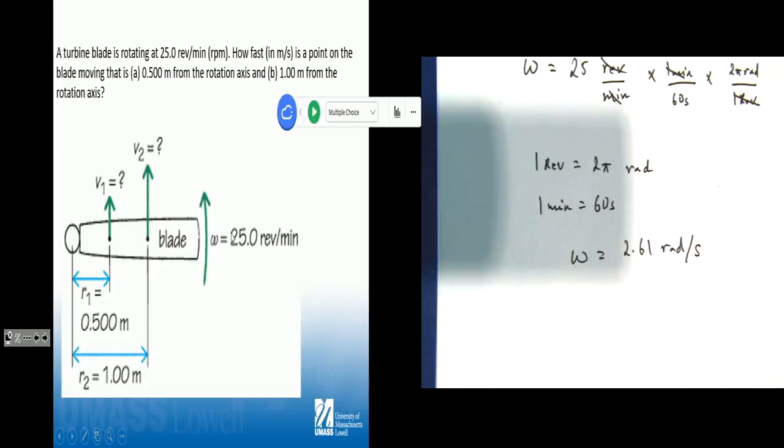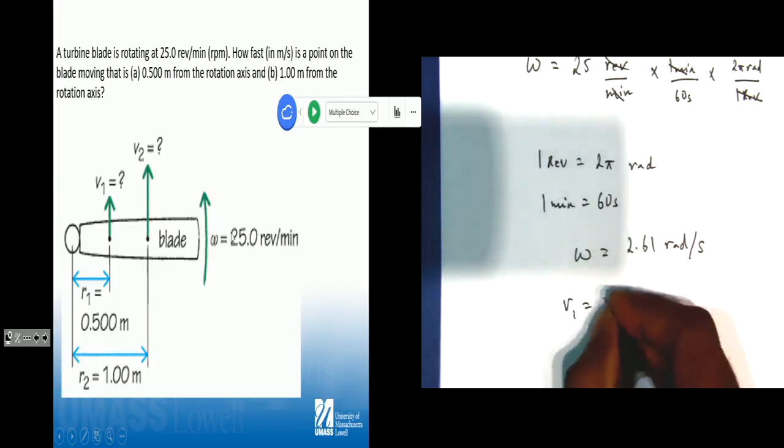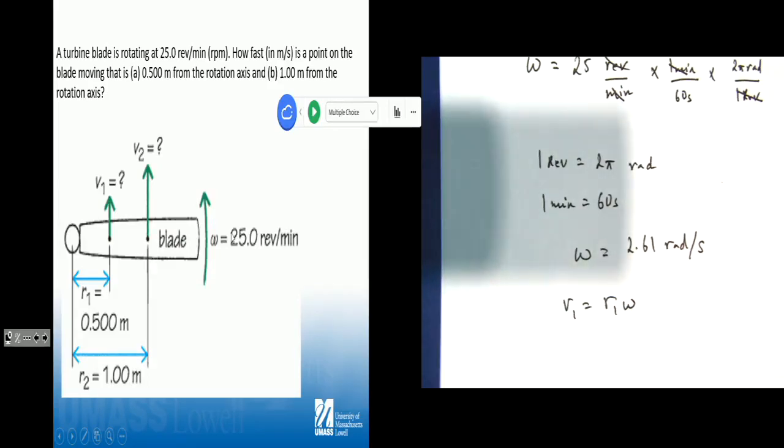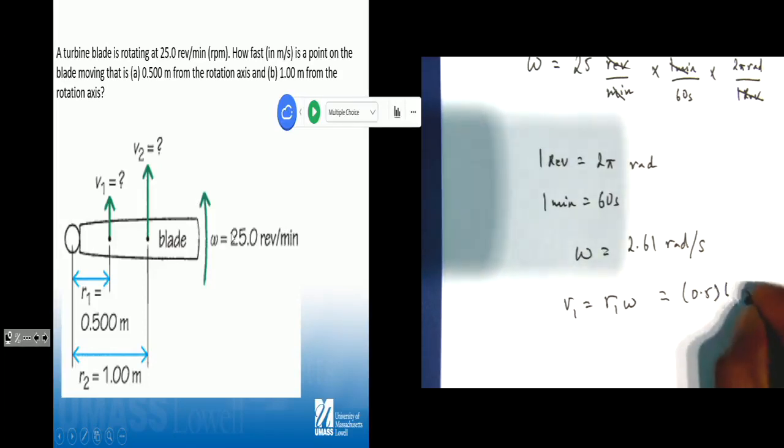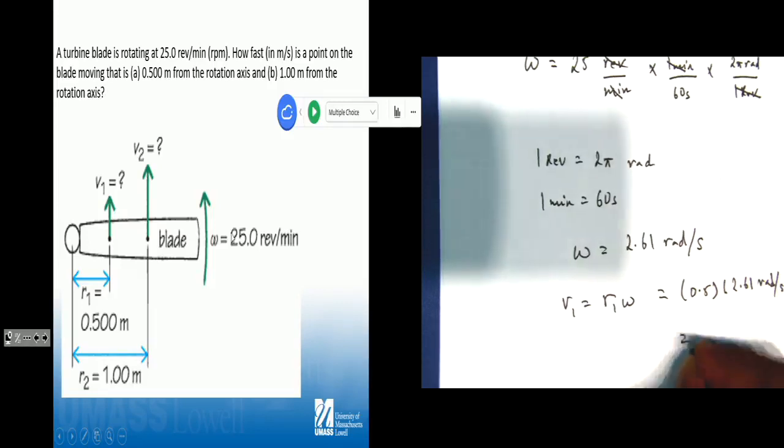Now when I want to know how fast the part of the blade that is R1 away is rotating, V1 is equal to R1 times omega. I know that R1 is given in my question to be 0.5 meters. This multiplied by 2.61 radians per second gives me about 1.3 meters per second.